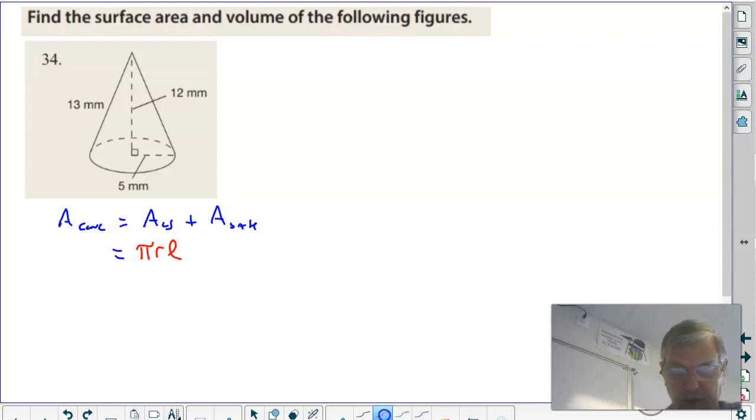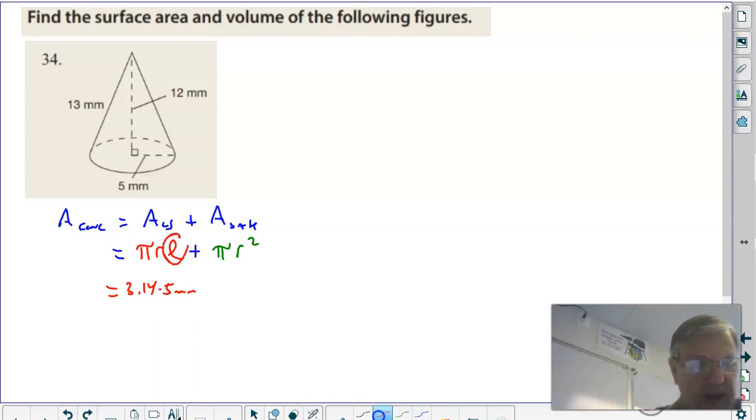All right, and then area of the base is easy. It's a circle. I'm going to do this in green, so that's pi r squared. All right, we're going to multiply out pi, and we'll figure this out. Okay, so let's work off the lateral surface. 3.14 for pi, or you can use your pi button. The radius is clearly 5 millimeters.